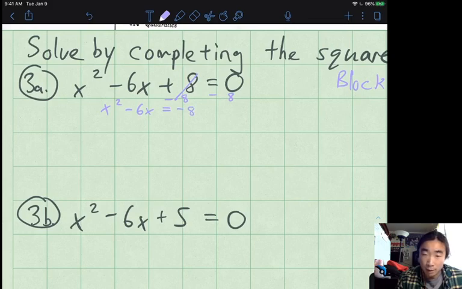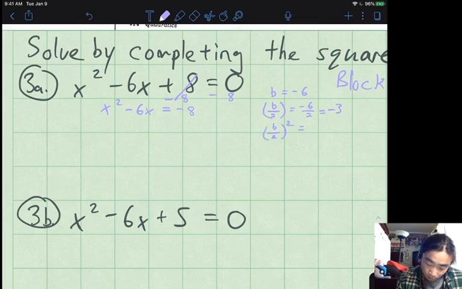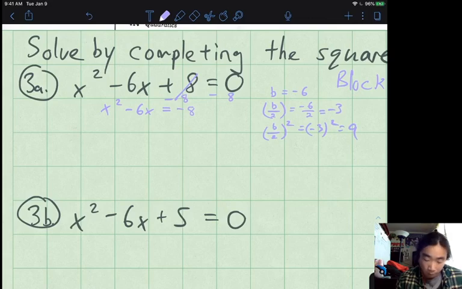Next, I figure out my b value. I'll do this along the side. b here is equal to negative 6. Then I'm going to divide it in half, which gives me negative 6 over 2, negative 3. And then I'll square it. That's step 3. So I have 9. We need to add on that 9, which I'll emphasize with an underline. Don't forget to do it on both sides so you don't change your original equation.